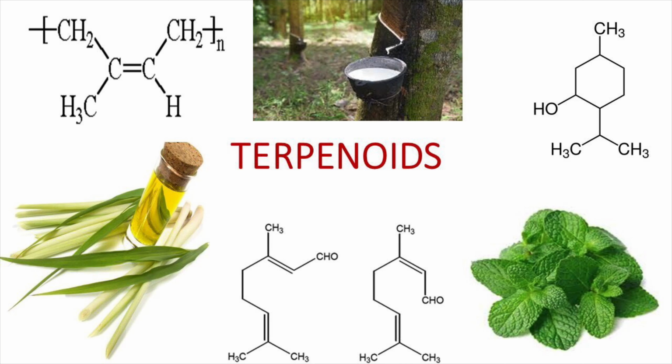In the last video, we discussed terpenoids and essential oils. Today, we are discussing two individual terpenoids, citral and menthol, and their uses, and also the polyterpenoid natural rubber.